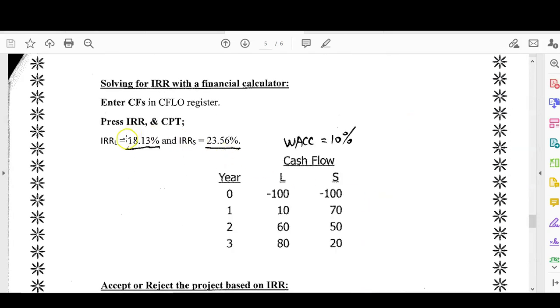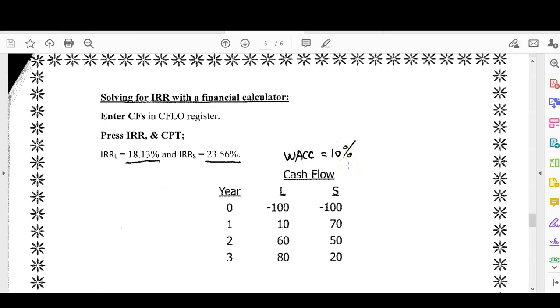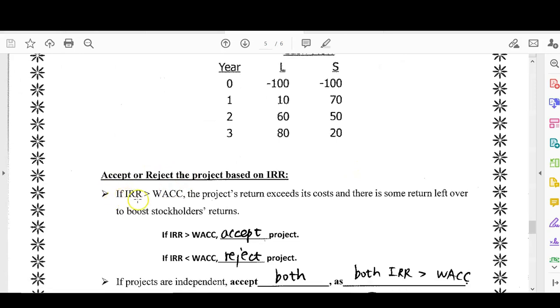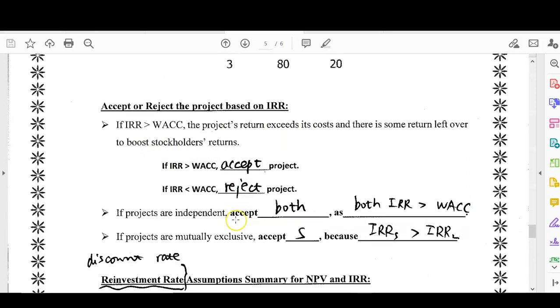Okay, now we know that L and S have 18% and 23% as their IRR, and we know WACC for the firm is still 10%. What decision should we make based on IRR? If IRR is larger than WACC, the project's return exceeds its costs, and there is some return left over to boost stockholders' returns. So if IRR is larger than WACC, we should accept the project. If IRR is smaller than WACC, we should reject the project.